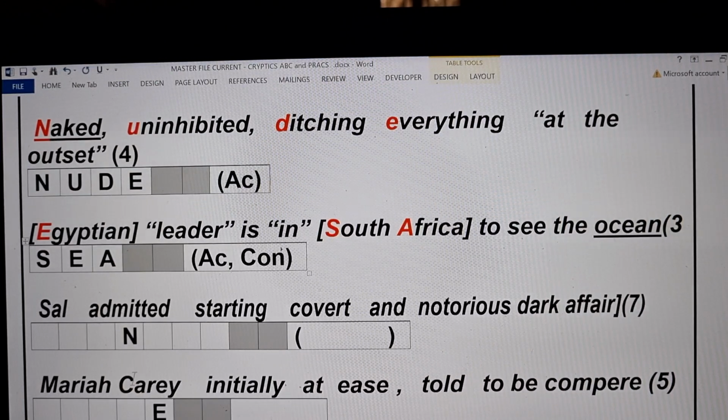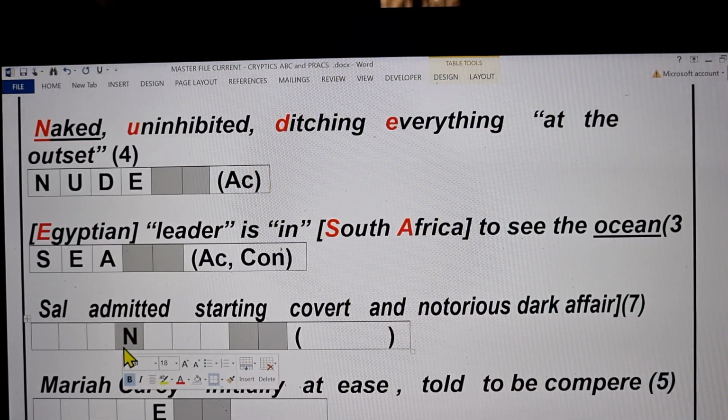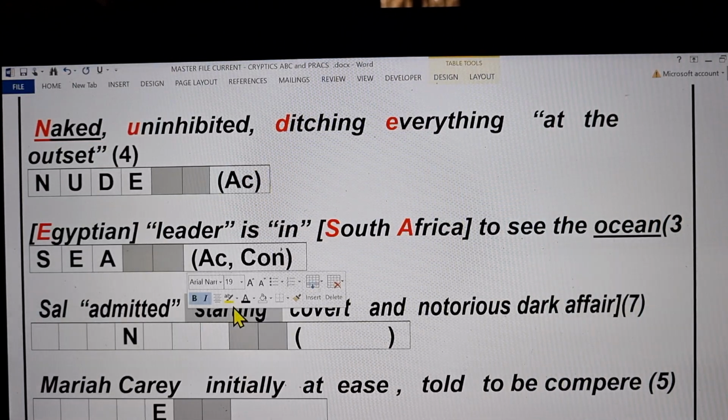Happy? Done. Sal admitted starting covert and notorious dark affair. Ooh. So we have 7. You mustn't take notice of those meanings. So we have 7 spaces with an N smack in the middle. Right. Flags. Admitted. That could be a flag for a container. Could be. Starting. Could be a flag for acronym or first or whatever. Much the same thing.